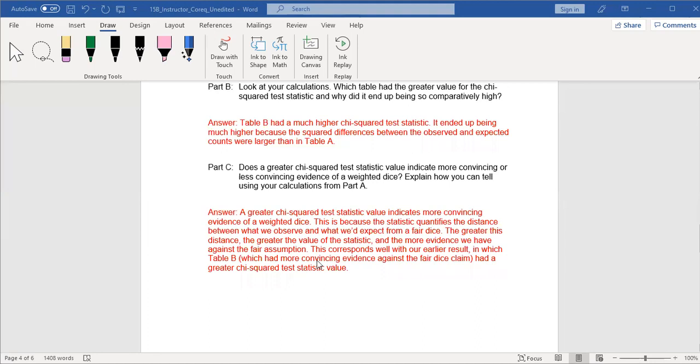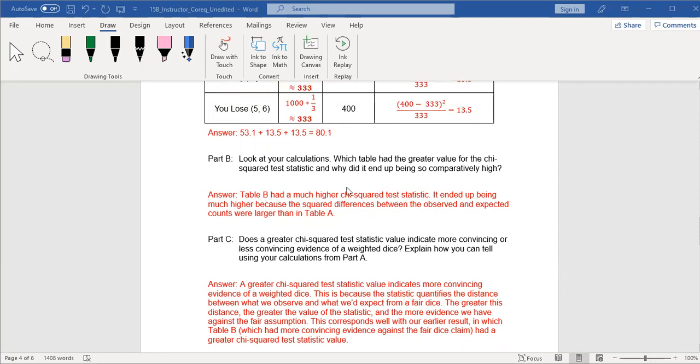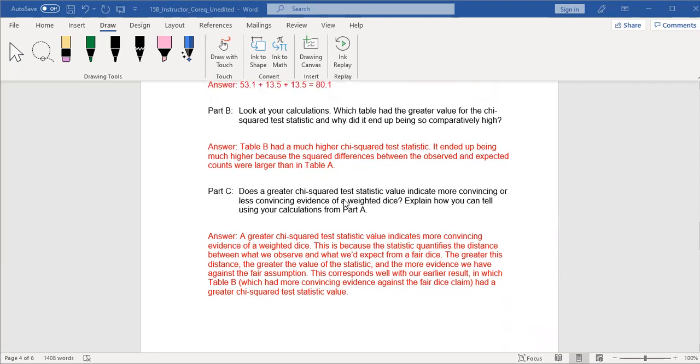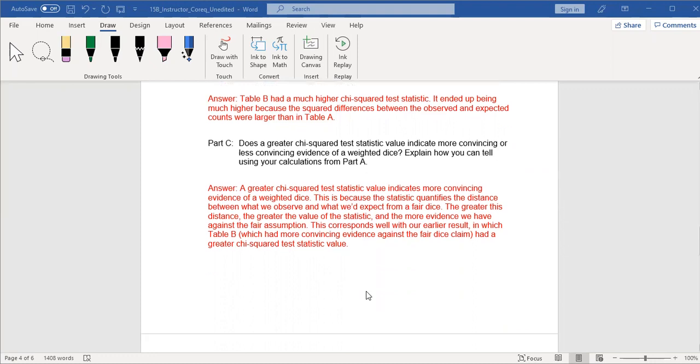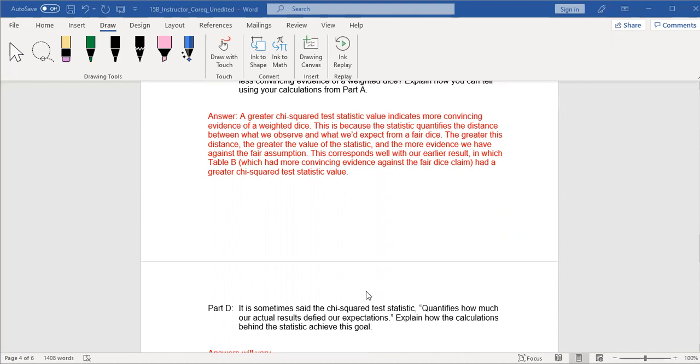So as you see, the result for table B is higher, because this means the difference was really large, and that's why the chi-square test value is greater for table B.